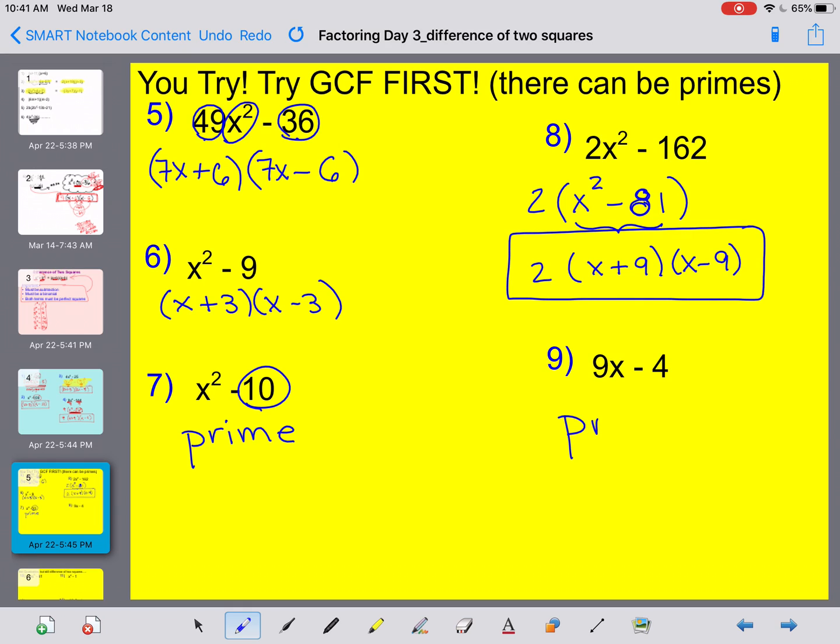And number 9 is also prime. Sorry, I only told you there was one. Sorry about that. So there is no GCF. It's really tempting to do difference of two squares because you see 9 is a perfect square, 4 is a perfect square. But notice we don't have a quadratic, right? If that's not a perfect square, we can't do difference of two squares. If it was 9x squared minus 4, that would be a different story.